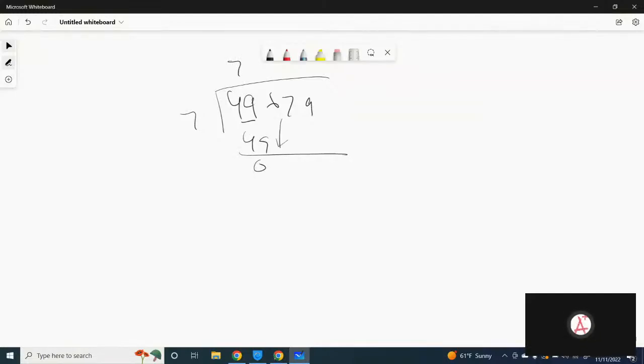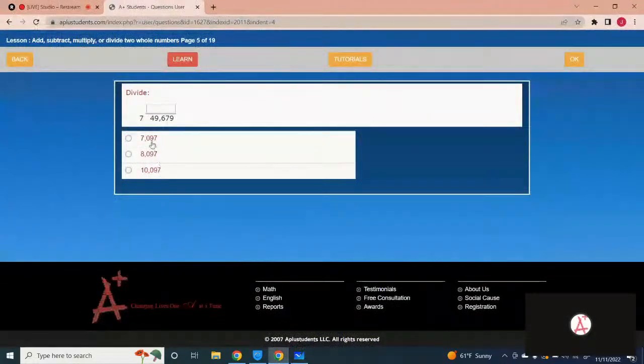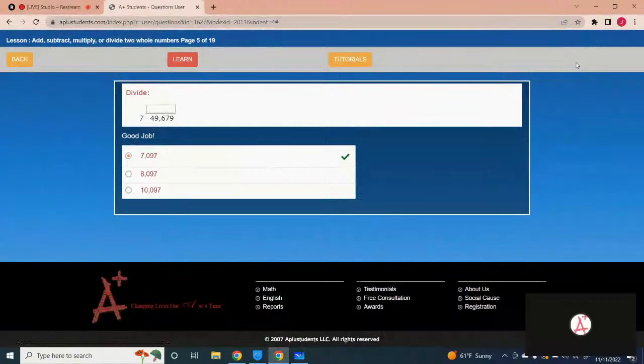Bring the 6 down. You cannot divide 6 by 7. You have to bring another digit down, so put a 0 over here. 7 times 9 is 63. So 63, 7 subtract 3 is 4. Bring the 9 down, so it would be 7 times 7 is 49. Got it? So it would be 7,097. So select the correct option and click on the OK button.